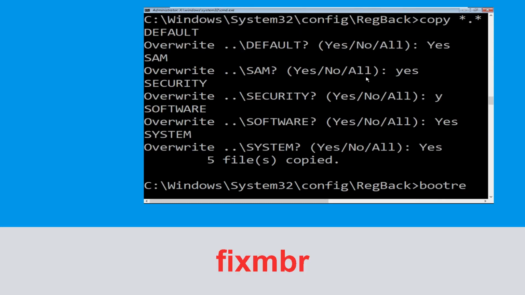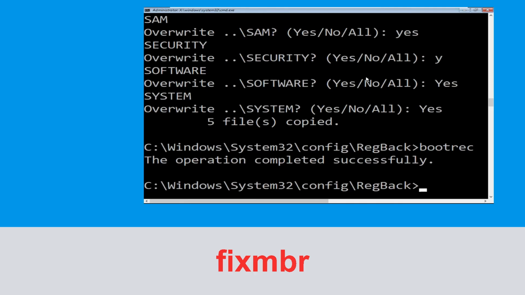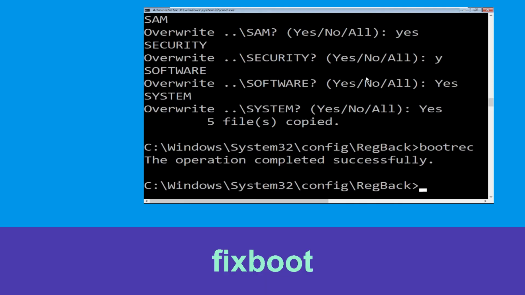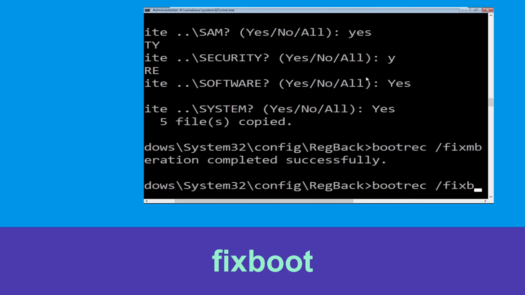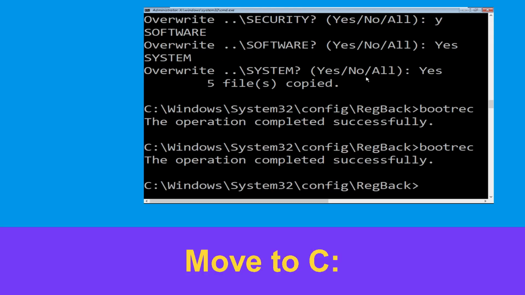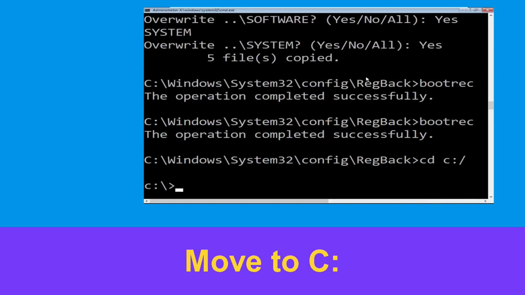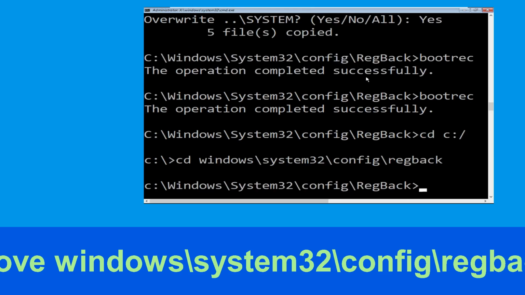Now execute this command. Type bootrec space /fixmbr and simply hit enter. Now execute this command. Type in bootrec /fixboot and hit enter. Now type in cd space c:/ and simply hit enter to execute the command. Now execute this command. Type cd space windows/system32/config/regback, then simply hit enter to execute this command.